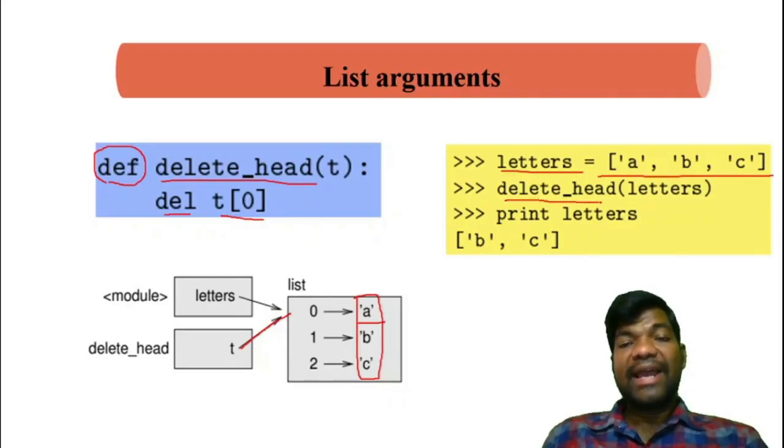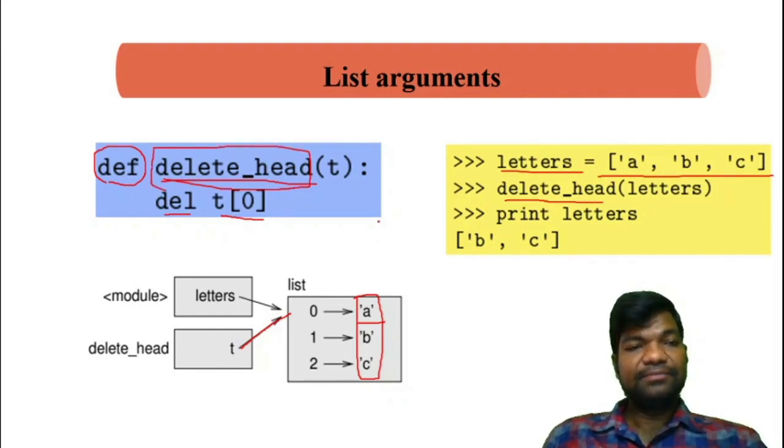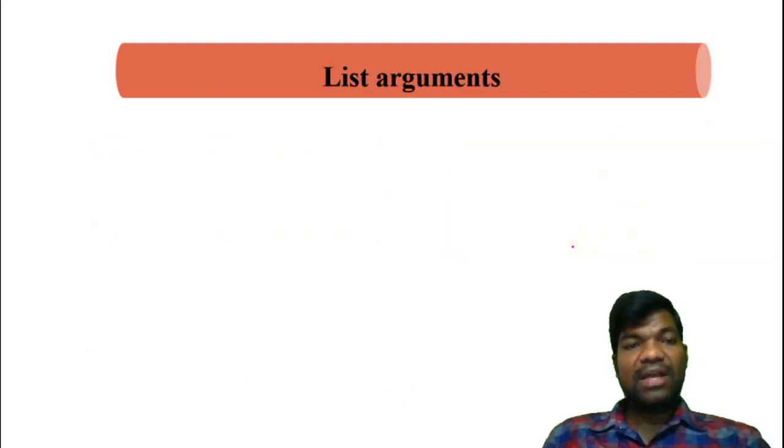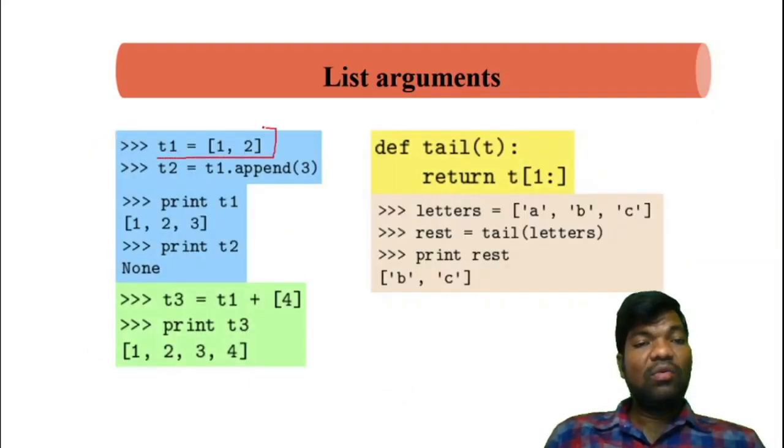Now call the function delete_head of letters. Here letters is the argument, which is a list. Now print letters. Here I am deleting the head part, so A is deleted. What are the letters now? B comma C.